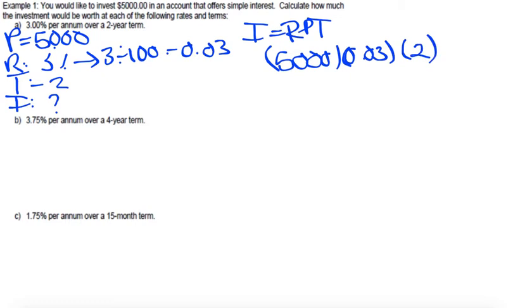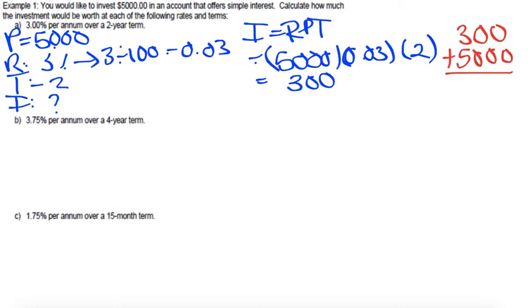I'm just going to plug that into my calculator. When I type that all in there, I get 300. My interest was $300. So to get what my final value is going to be, I'm going to take that $300 and add $5,000 to it, because my original amount was $5,000. So at the end of a 2-year term at 3%, I'm going to have $5,300.